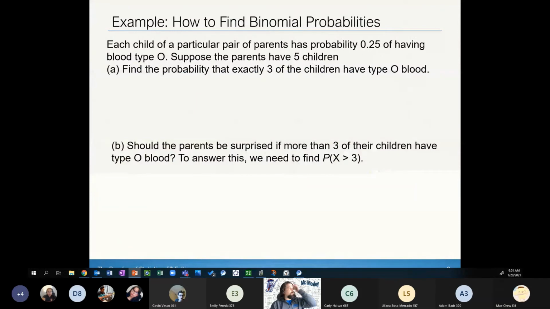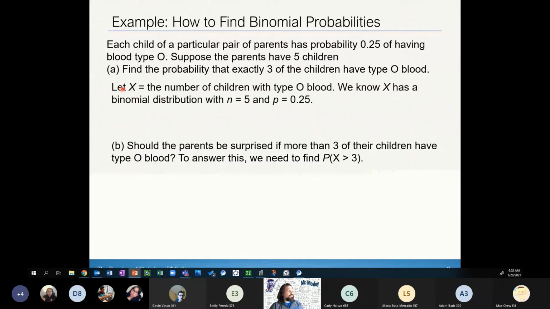So we'll look at a couple examples. Each child of a particular pair of parents has probability 0.25 of having blood type O. Suppose the parents have 5 kids, so it's the same context we've seen before. Find the probability that exactly 3 of the children have type O blood. We'll let X again be the number of children with type O blood. We know X has a binomial distribution with n equals 5 and p equaling 0.25.